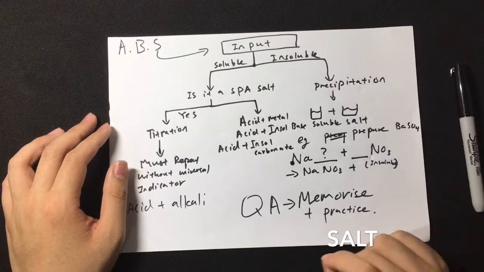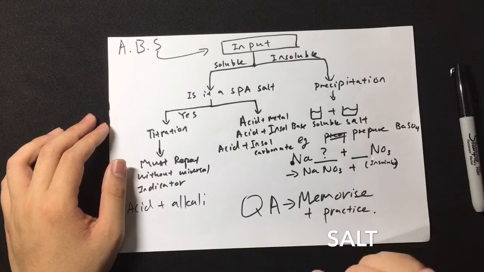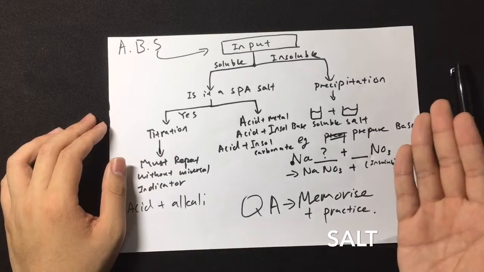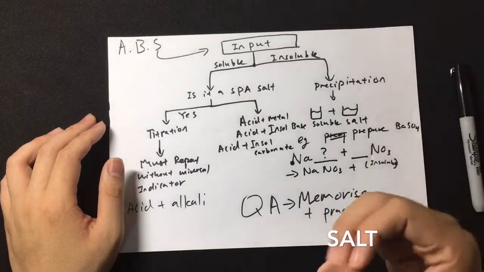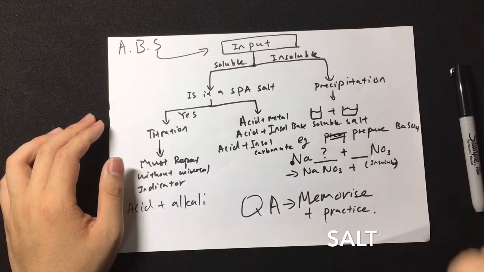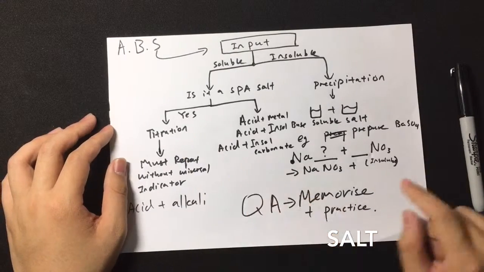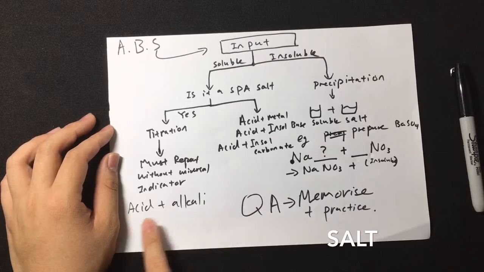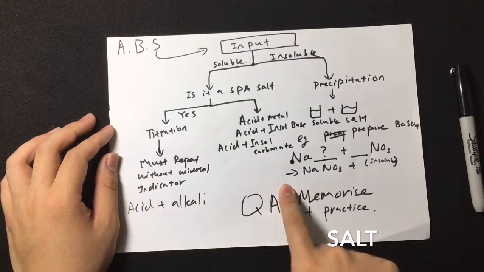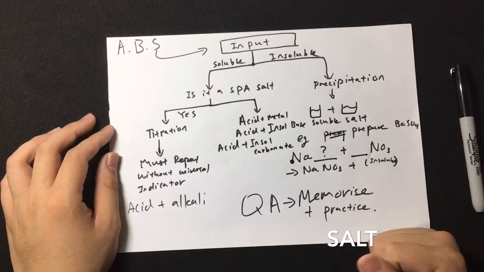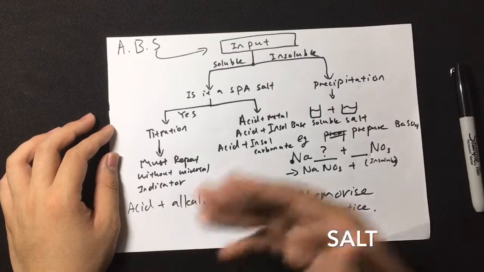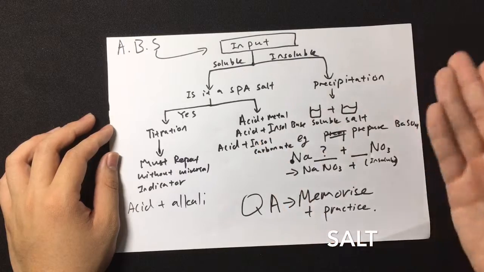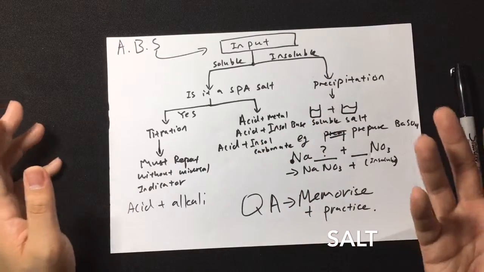Next, we will look at soluble salts. If you know that it's a soluble salt, the next question you're going to ask yourself is: is it a spa salt? That means, is it a sodium salt, is it a potassium salt, or is it an ammonium salt? If it is, then the only method you can use right now is titration. And titration must be used when you react an acid with an alkali to prepare the salt. So let's say, for example, you want to prepare sodium chloride. You must use an acid. So what acid? HCl, because chloride. Then what's the alkali? Sodium hydroxide, because of sodium. So how does it work?